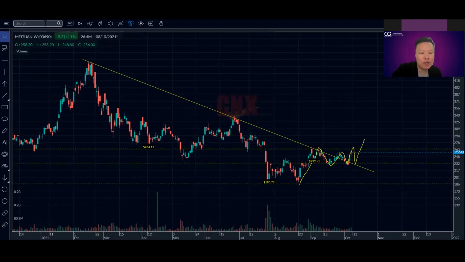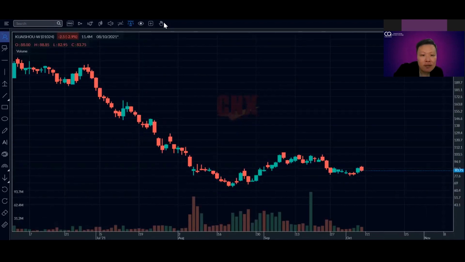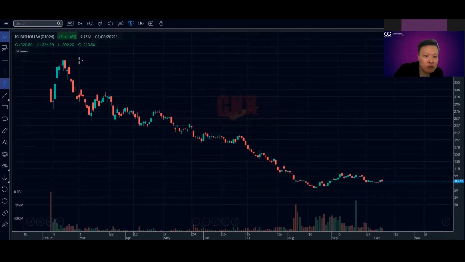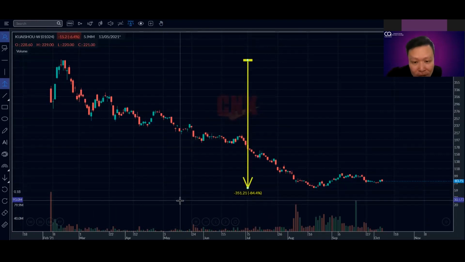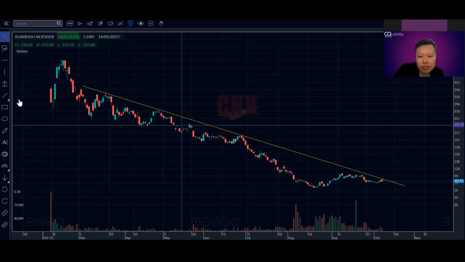Kuaishou. Most of the investors or traders have already forgotten about Kuaishou because they dropped the most. What do I mean by that? If you measure, they dropped around 84% from the peak to the bottom. The bottom was around 64 Hong Kong dollars. So this is a major trend.